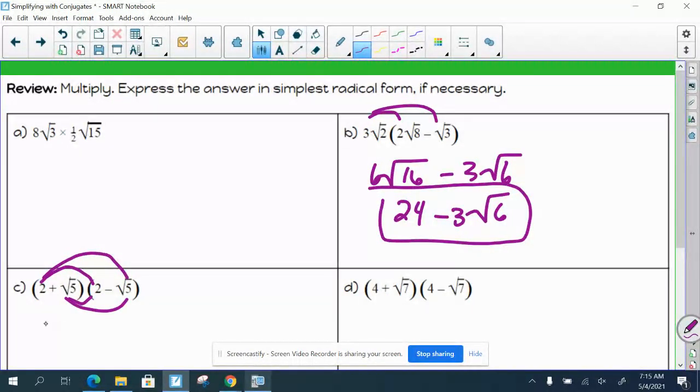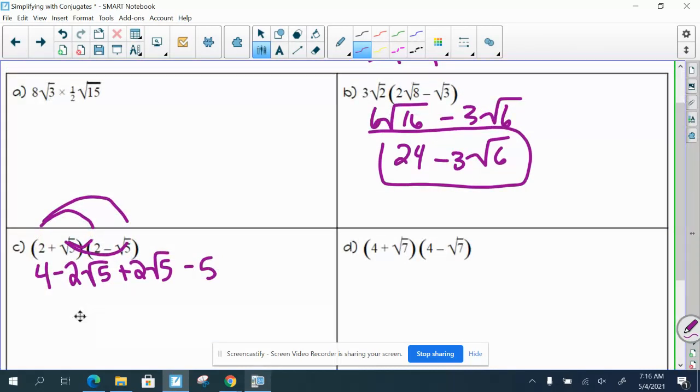So we'll do 2 times 2, which is 4. So this is negative 2 square root of 5, and this is positive 2 square root of 5, and then square root of 5 times square root of 5 just turns into 5, but it's minus 5. So then you have 4 minus 5, which is negative 1. And then these two cancel because you have the same thing, but one's negative and one's plus. So those are going to cancel, and you're just going to be left with negative 1.